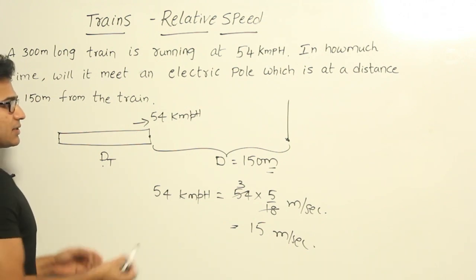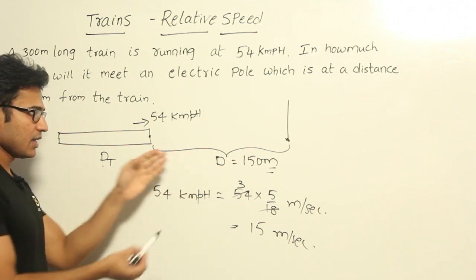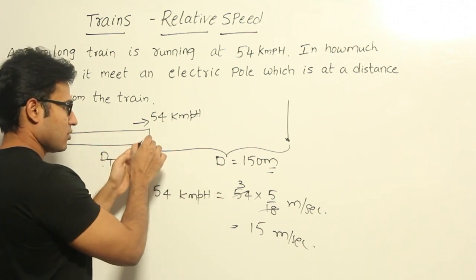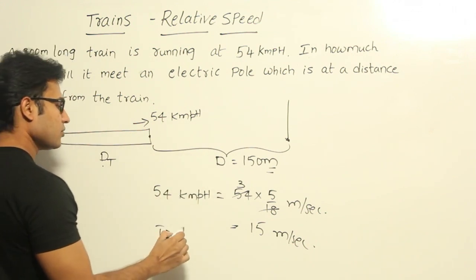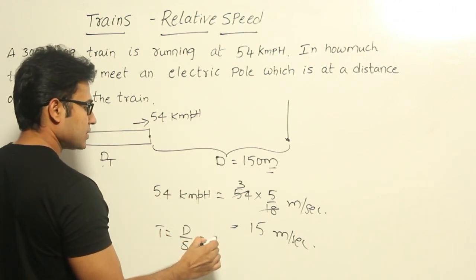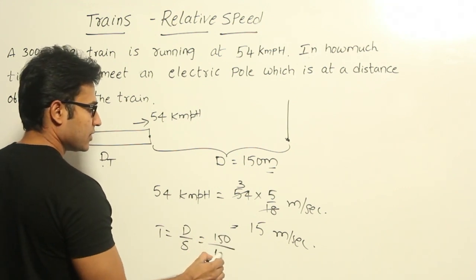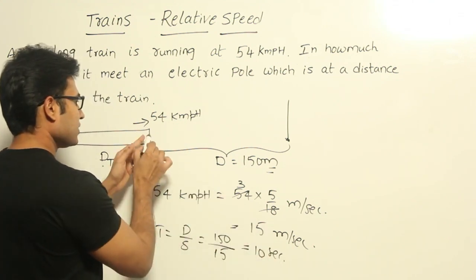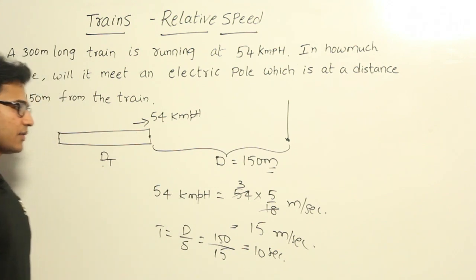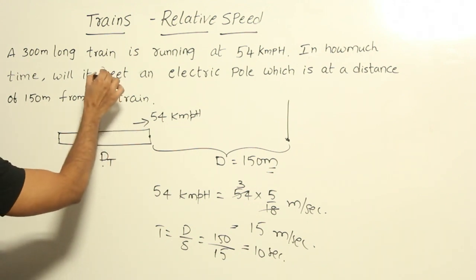So now if you observe, the speed of the train is given and the distance is given, and you have to just find out how much time it will take for the train to cover that distance. So time is equal to distance by speed. Distance is 150 meters divided by speed, 15 meters per second. Therefore you are going to get 10 seconds. In 10 seconds the train is going to meet the pole, right? That is the simple way.